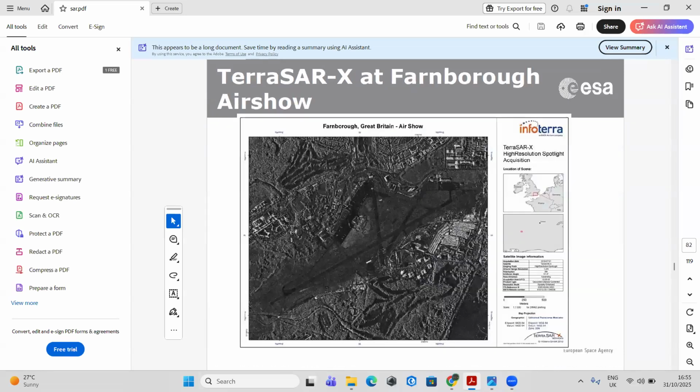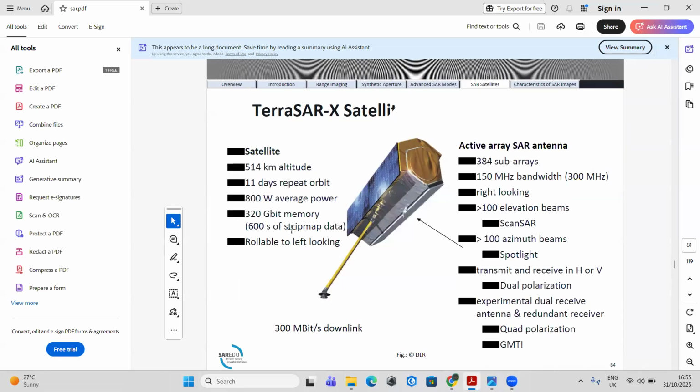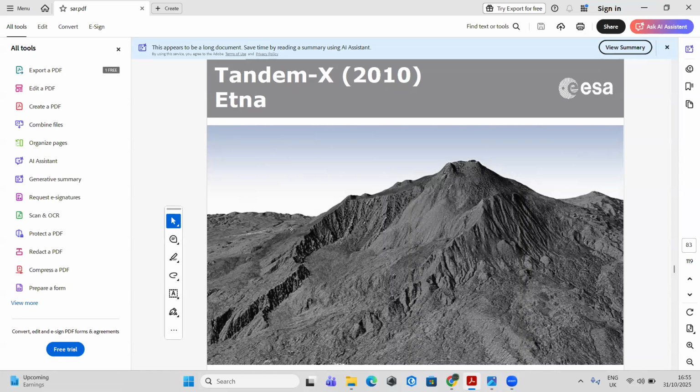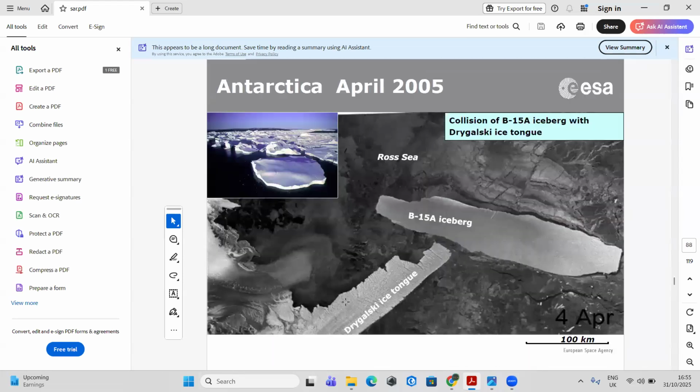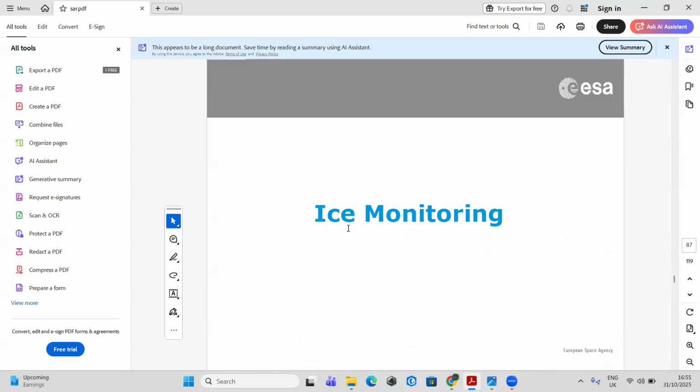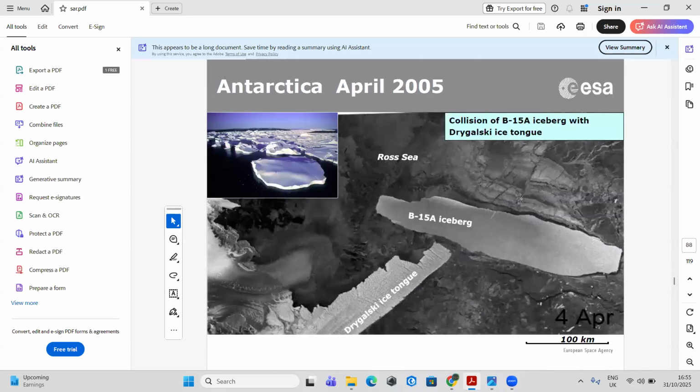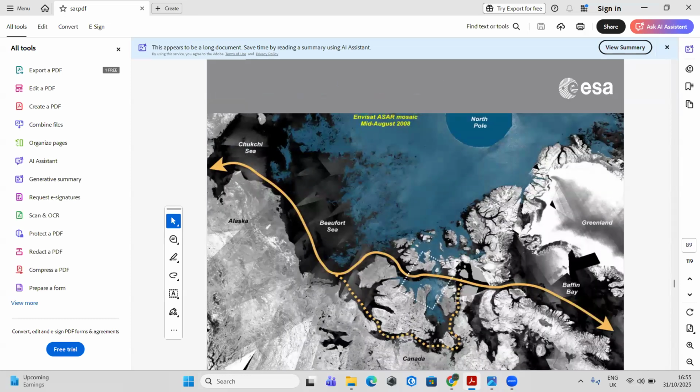You can also have TanDEM-X. This is one of the examples, ice monitoring. You can see how we can differentiate ice, it is highly distinct from the area nearby. You can see in SAR, you could map the snow.